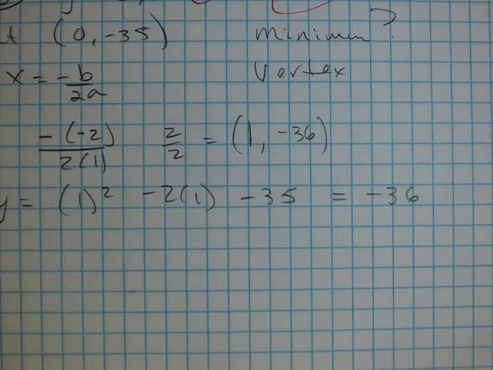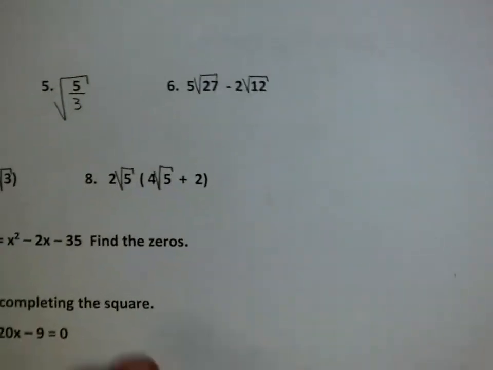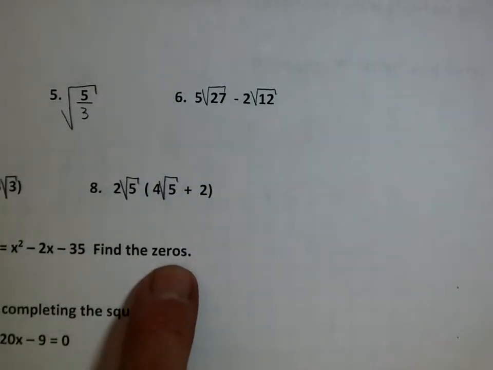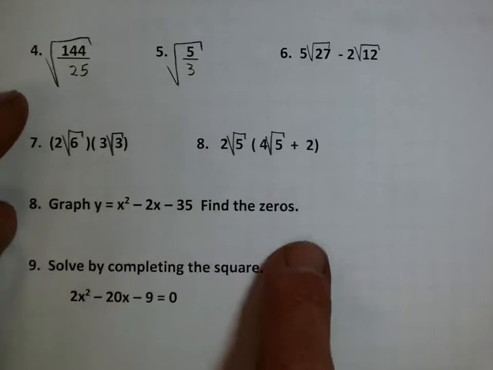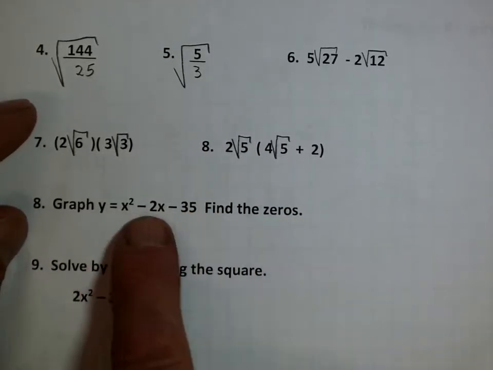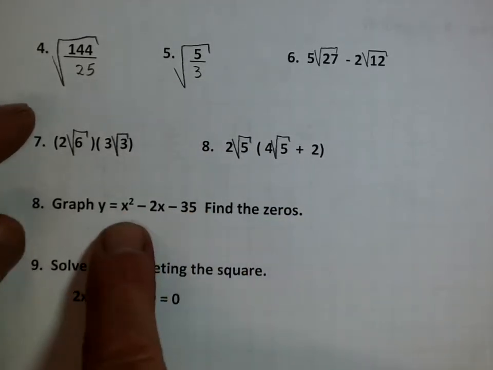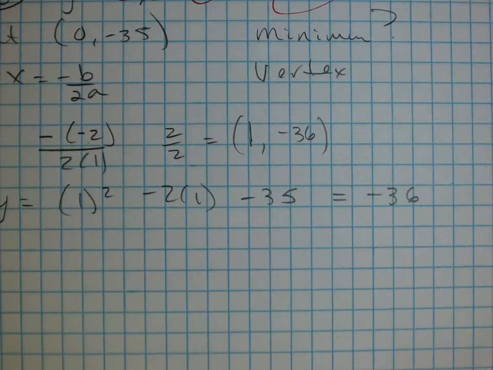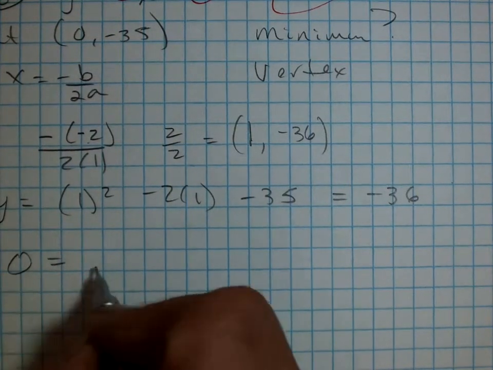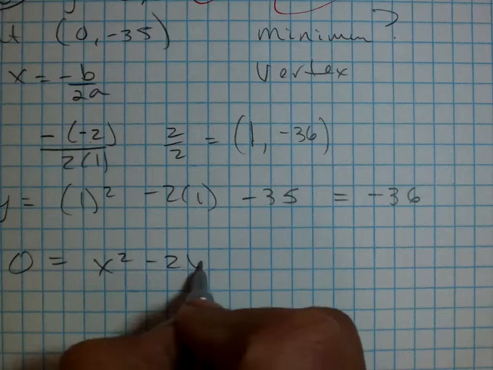Okay, now, the question originally said find the zeros. How are we going to find the zeros? So if we set it equal to 0, does that make sense? So we go, okay, 0 equals x squared minus 2x minus 35.